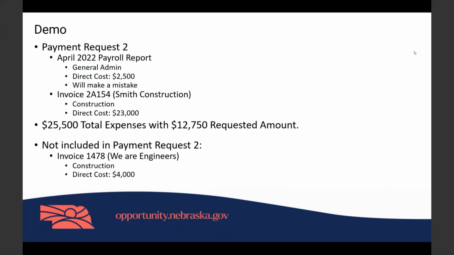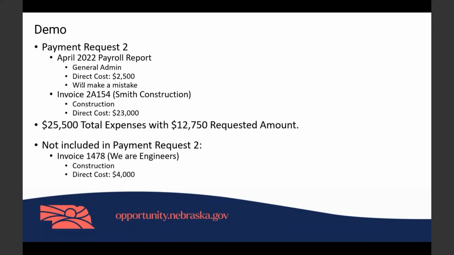We are going to look at a grant that already has one approved payment request on it. So what we're going to do today is submit payment request 2. And on payment request 2, I have 2 expenses that I want to include. I have an April 2022 payroll report. It's going to be in my general administration budget category, and my total cost on that is $2,500.